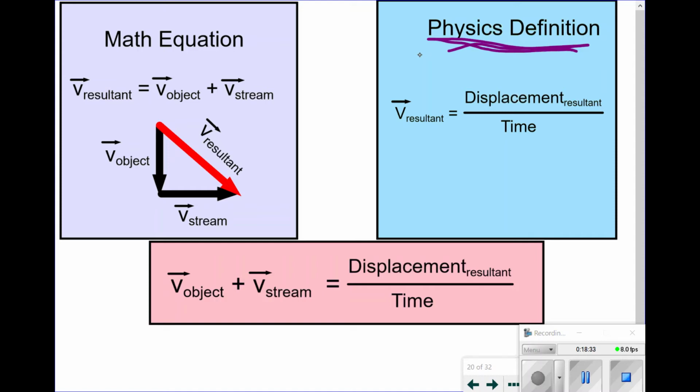Our mathematical equation for a resultant is always the summation of the vectors. So resultant velocity is the summation of all the individual velocities. But by definition, the resultant velocity must be displacement resultant over time. So I can easily just combine my mathematical equation and my physics definition and simply say that the sum of my velocity vectors added up is equal to my resultant displacement over time.